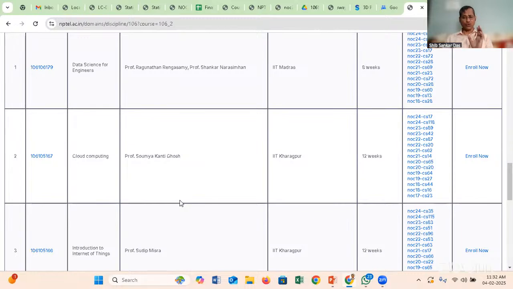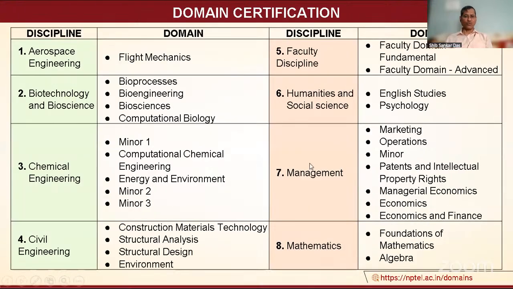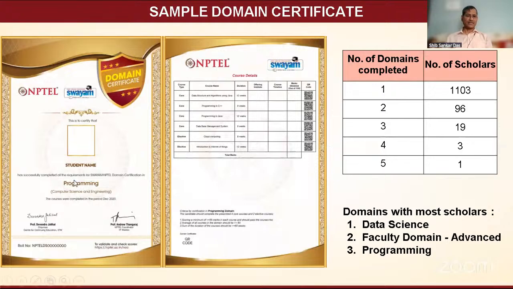Individual course score should not fall below 55, and the average score should be minimum 60. If you fulfill all this, then only you become eligible to get a domain certificate. So these are the domains which are available here. More domains are forthcoming. This is how a domain certificate will look. It will carry your photograph, the name of the student, the domain they have completed, which is the broader discipline, the courses they have completed, all these details.